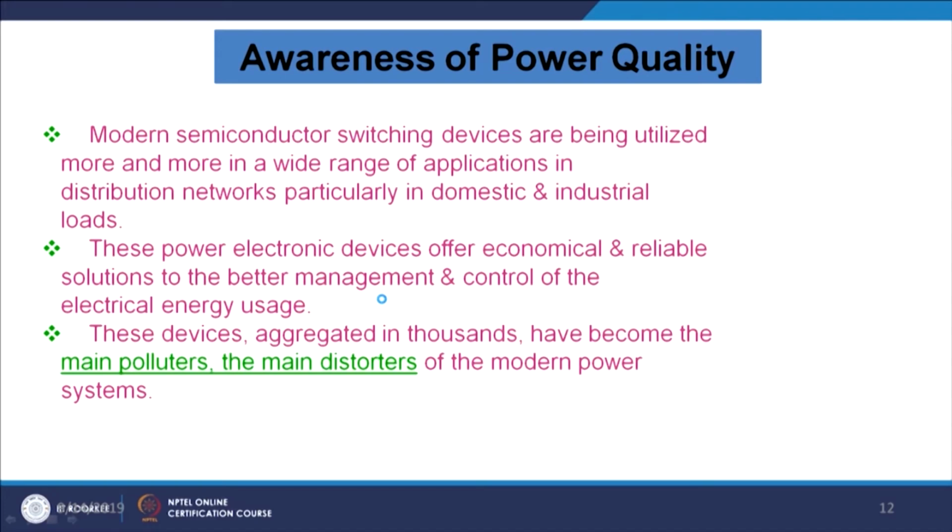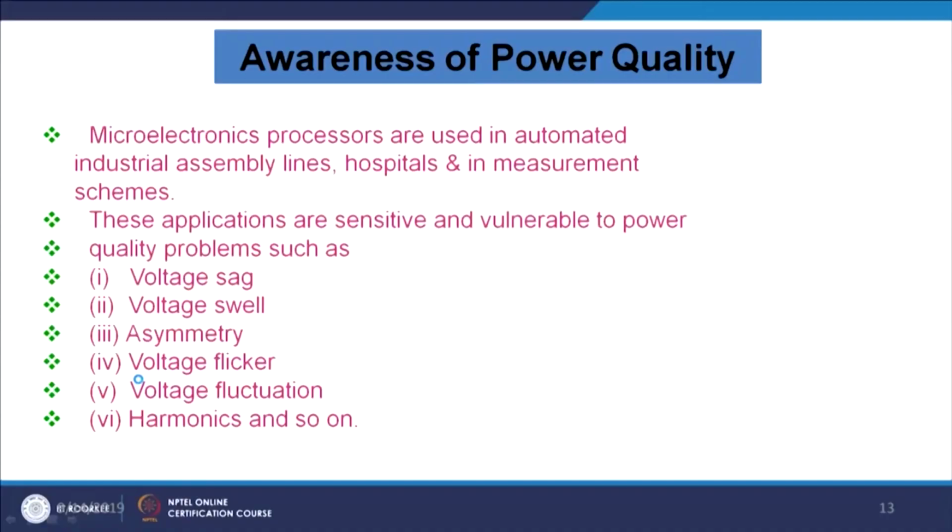These devices aggregate in the thousands and have become a main source of pollution and distortion to the modern power system. So, the ultimate culprit is power electronics, but we are trying to find a solution by using power electronics. Now, what else? Microelectronic processes are used in automated industry, assembly lines, and hospitals, as we have discussed, and we know these are the problems.